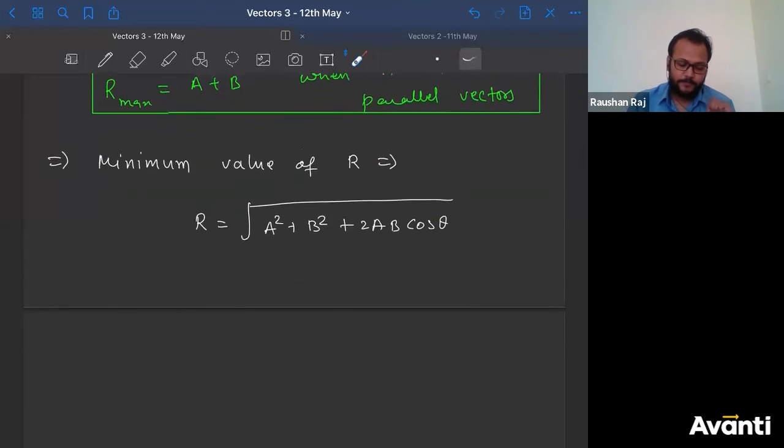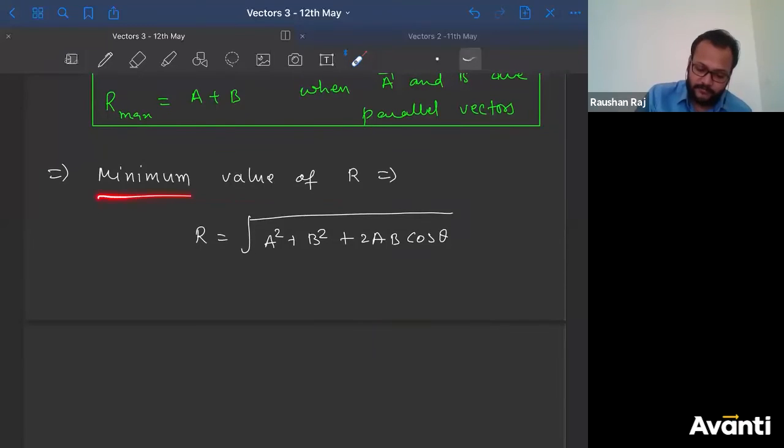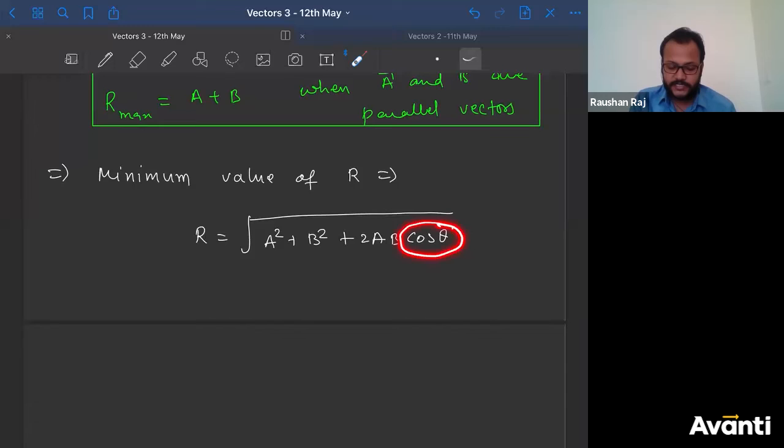Okay? Now, if I ask you to find the minimum value of R, how can we get this minimum value of R? How can we get it, sir? A is constant, B is constant. So can I say cos theta is the only variable? If I change the value of cos theta, I will change the value of R. So if the cos theta value has been changed, R will change. So what will be the minimum value of R?